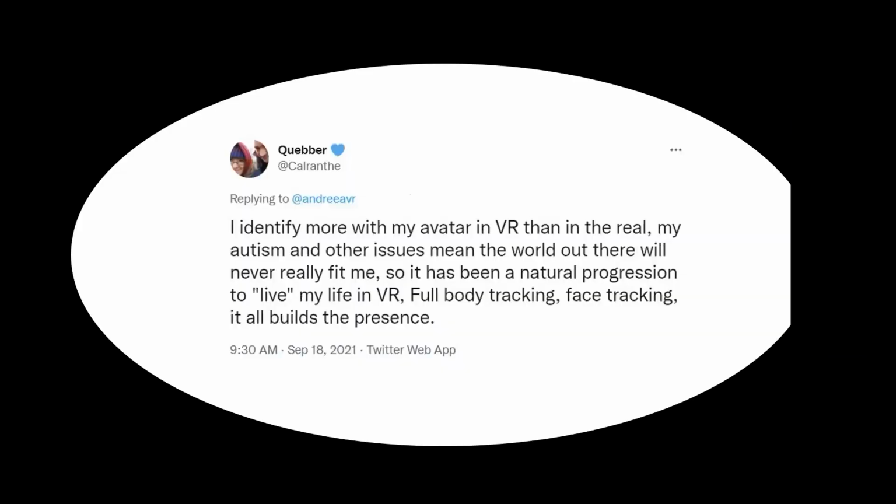And these are also some of their replies to me on Twitter. So some of them say things like this: I identify more with my avatar in VR than in the real. My autism and other issues mean the world out there will never really fit me. So it has been a natural progression to live my life in VR.